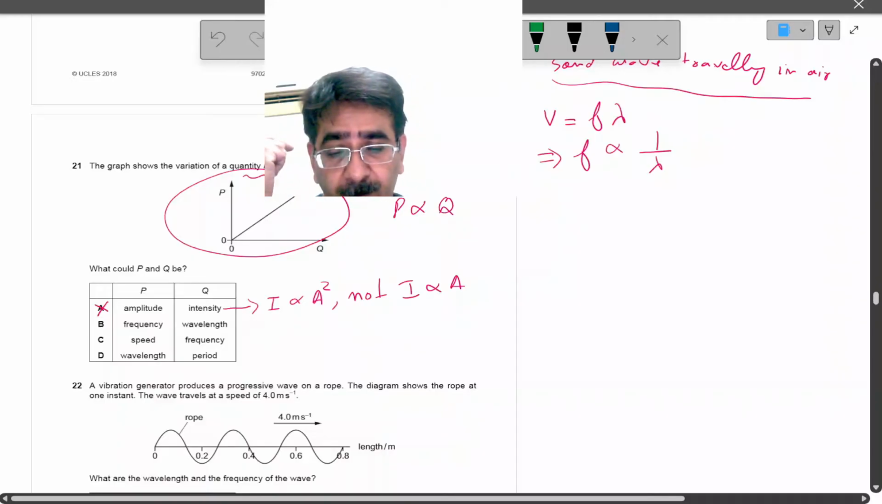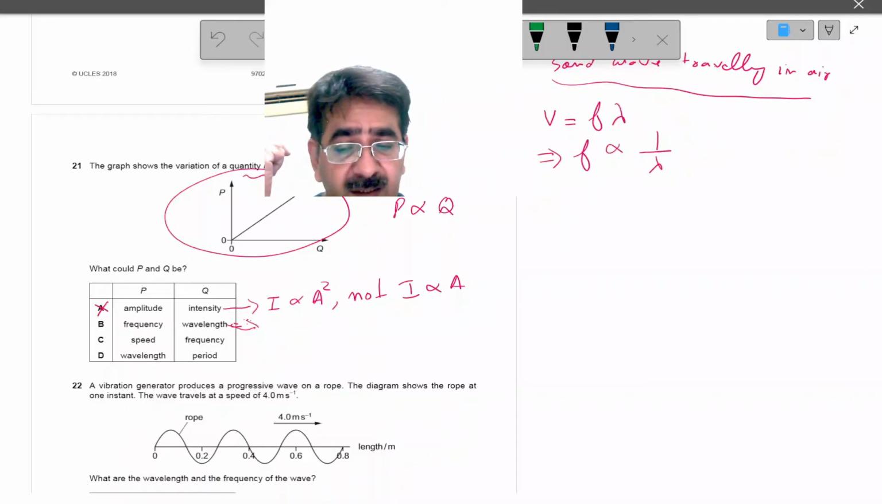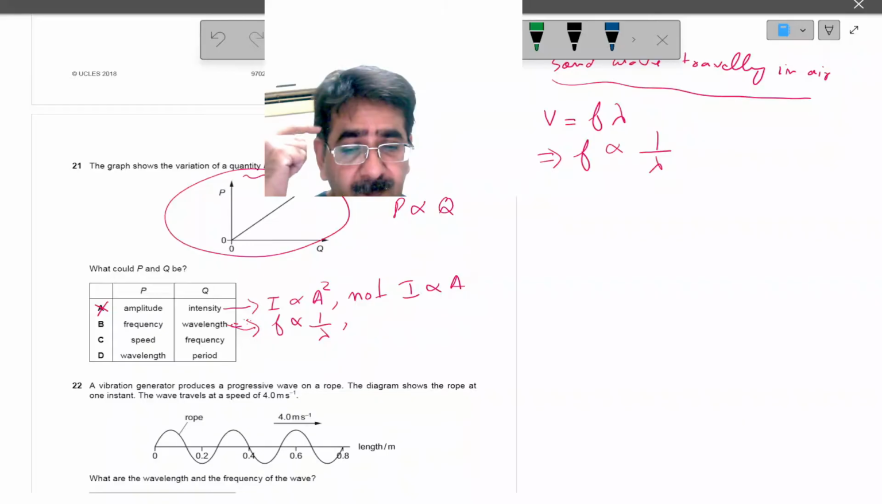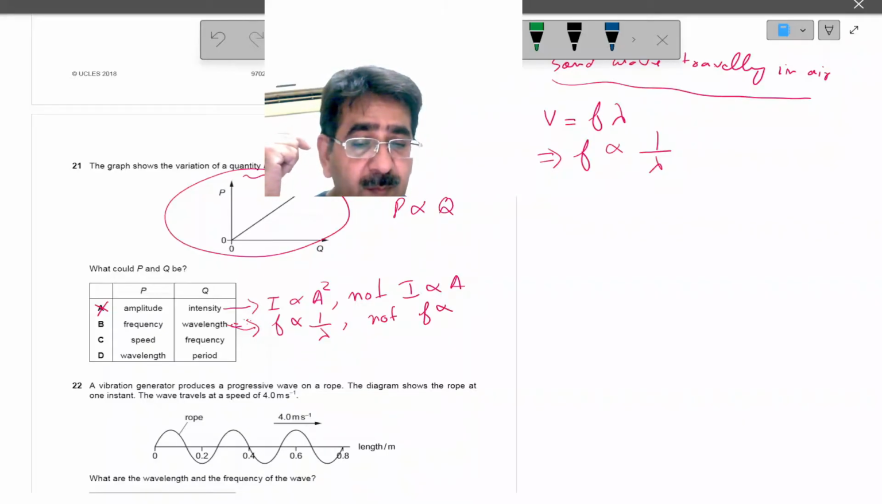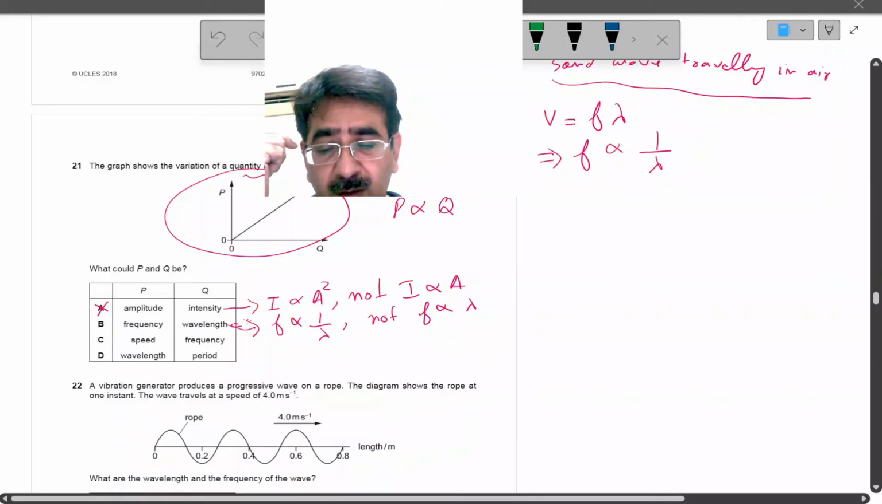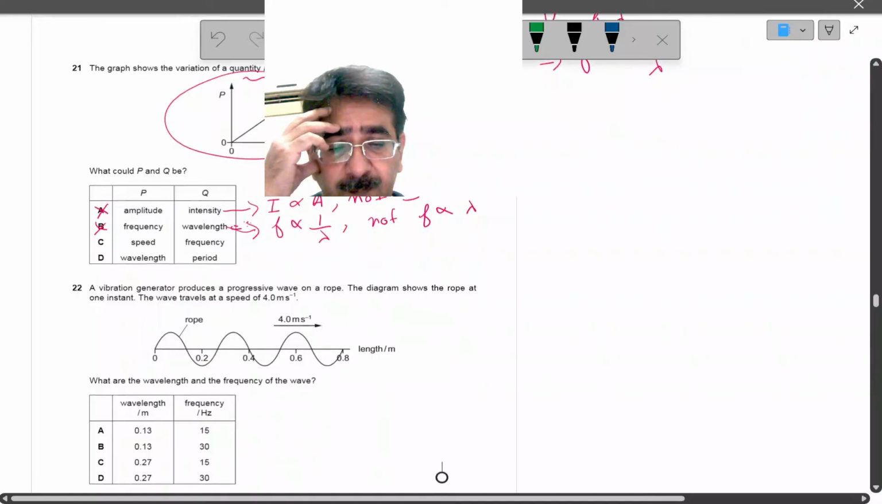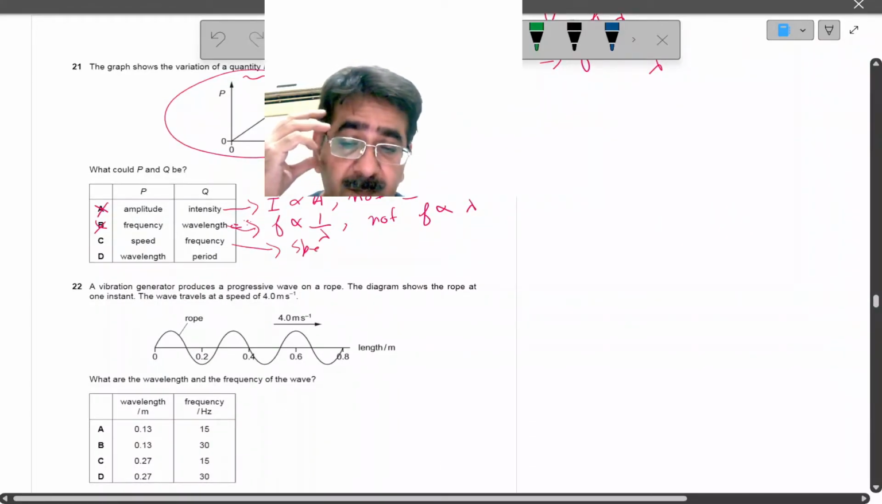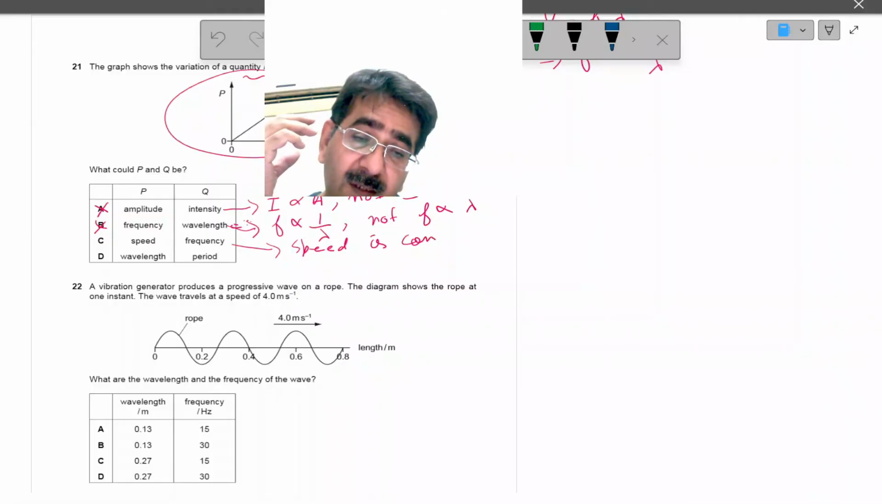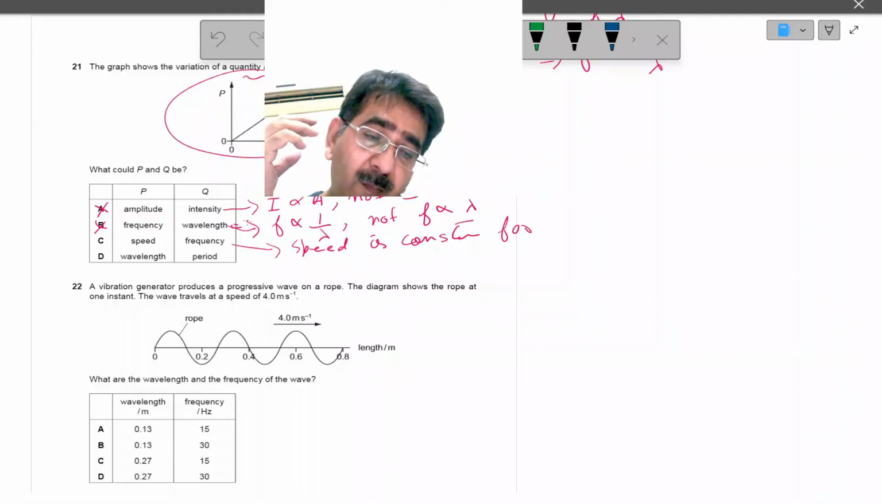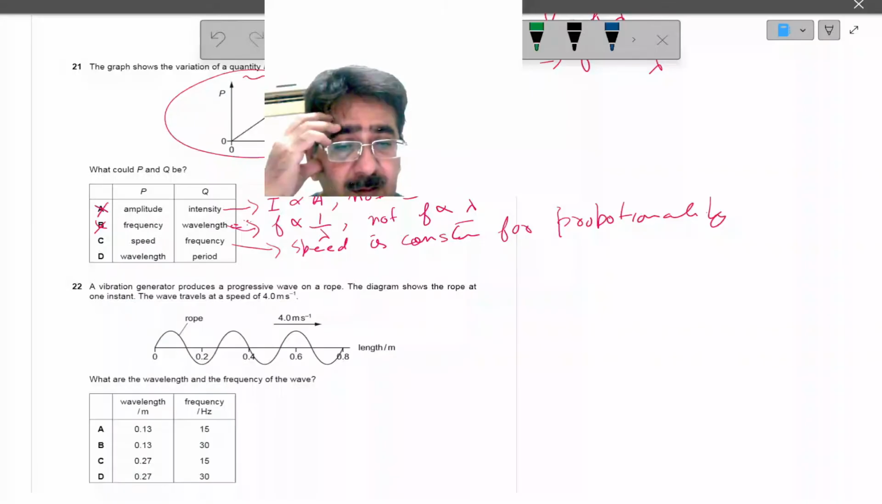Other is frequency and wavelength. But frequency is inversely proportional to wavelength, not directly proportional to lambda. So choice B is also wrong. C is speed. Speed is constant, so that is constant.